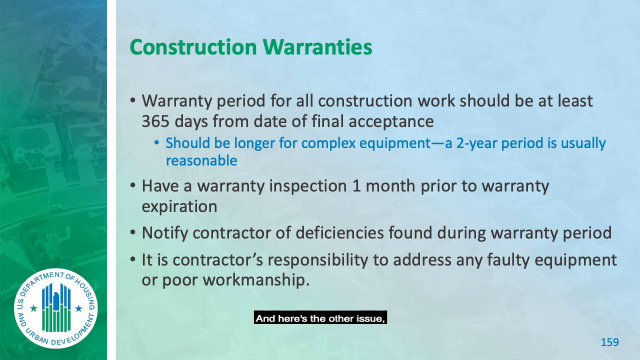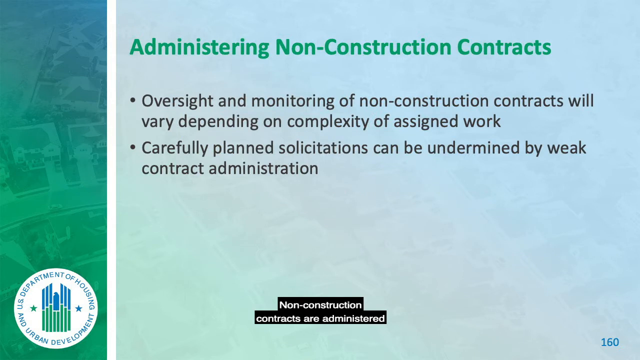And here's the other issue. What if the contractor's out of business? Then you only have the equipment warranty to fall back on, or perhaps you could make a claim against their performance bond. Perhaps, but probably not because you waited too long. Non-construction contracts are administered in basically the same way as construction. You've got to walk the site for lawn cutters, for pest control.